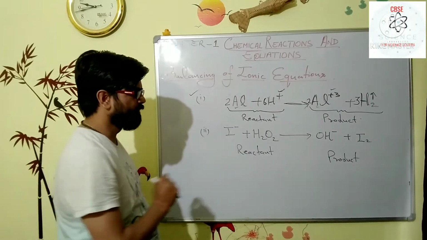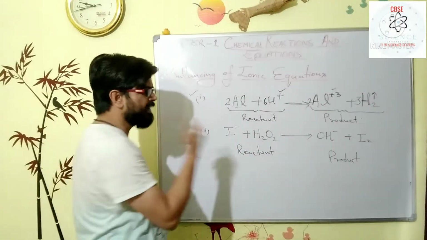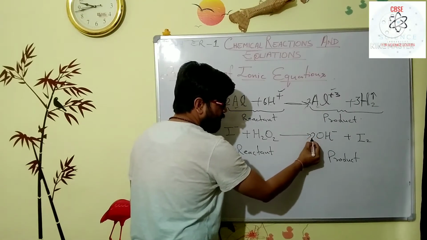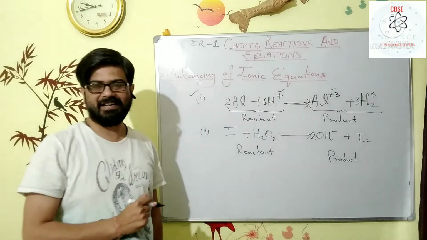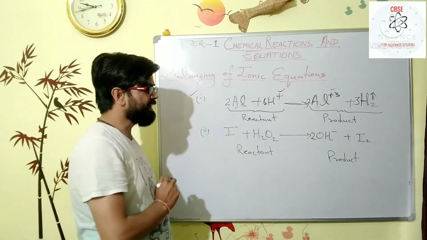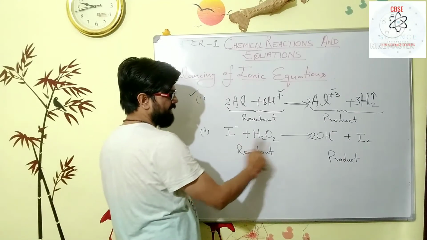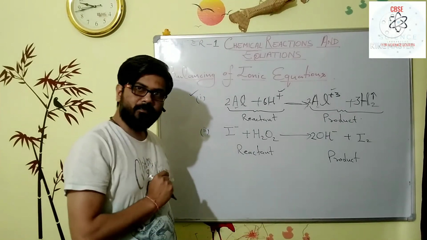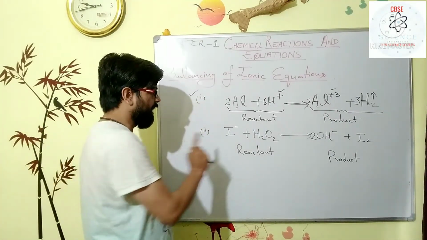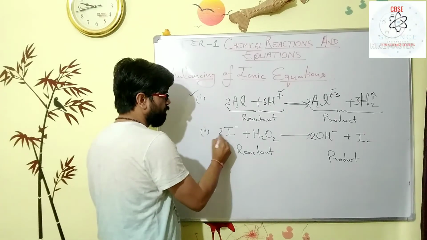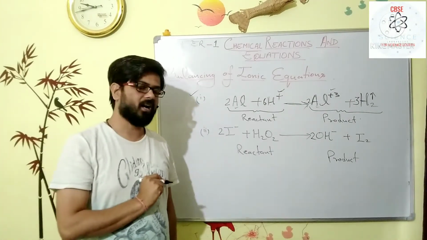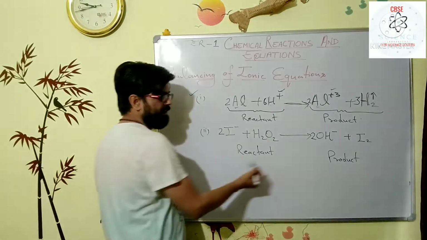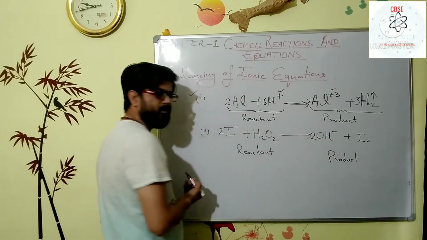Here there are 2 hydrogen particles and 2 oxygen particles. So to make 2 hydrogen and 2 oxygen particles, we multiply the hydroxide ion on the product side by 2. Then the charge on the product side is now 2 negative. So to balance the charge, we also have to put 2 with the iodide ion. So here the charge is also balanced: 2 negative charges on the reactant side and 2 negative charges on the product side.